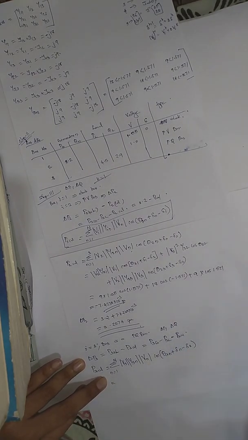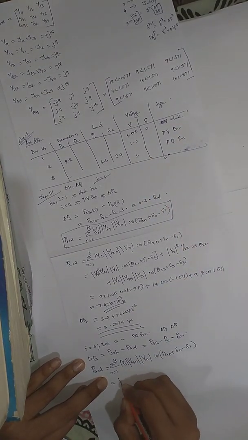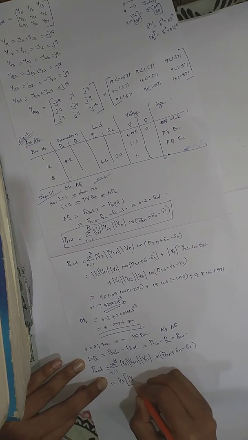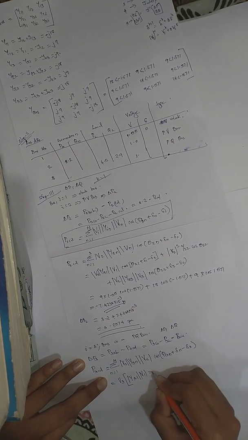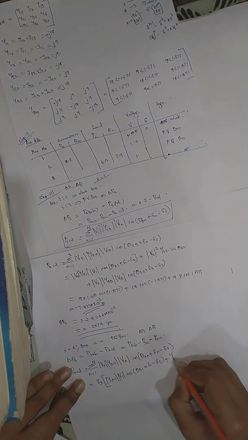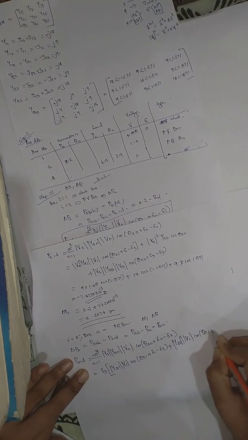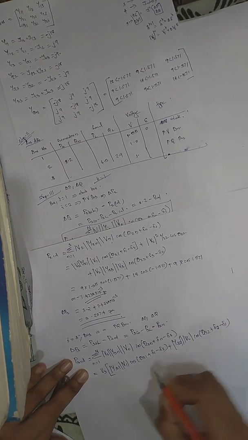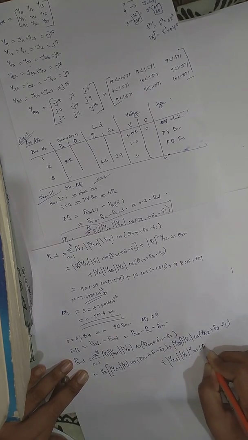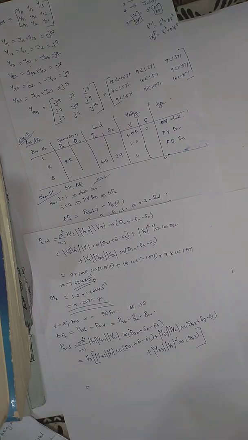So what is V3? It is a PQ bus, so I have to assume it as 1 only. So 1 into Y31 V1 cos theta 31 plus delta 1 minus delta 3, plus Y32 V2 cos theta 32 plus delta 2 minus delta 3, plus Y33 into V3 square into cos theta 33. This will be our equation, and now I have to substitute my values into this equation.